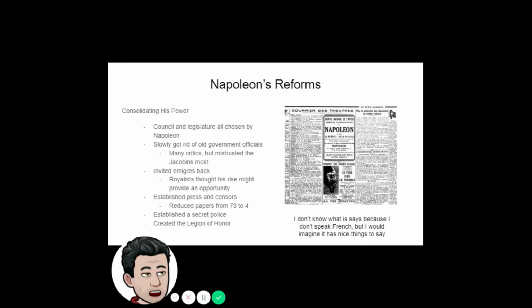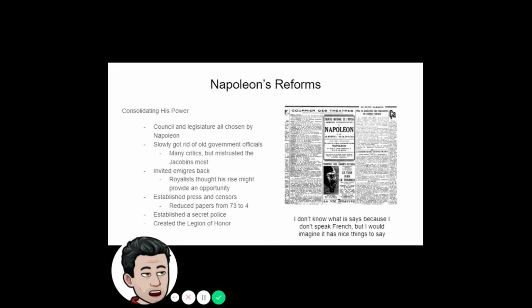He establishes a secret police. I mean, this happened in every enlightened state. You give people freedoms, you see that people start to rebel against the government, so you have to form a police, seeing who are the people on your side and who are the people not on your side. Otherwise, you will have no power. And he creates something called the Legion of Honor. That's the last thing I wanted to go over.